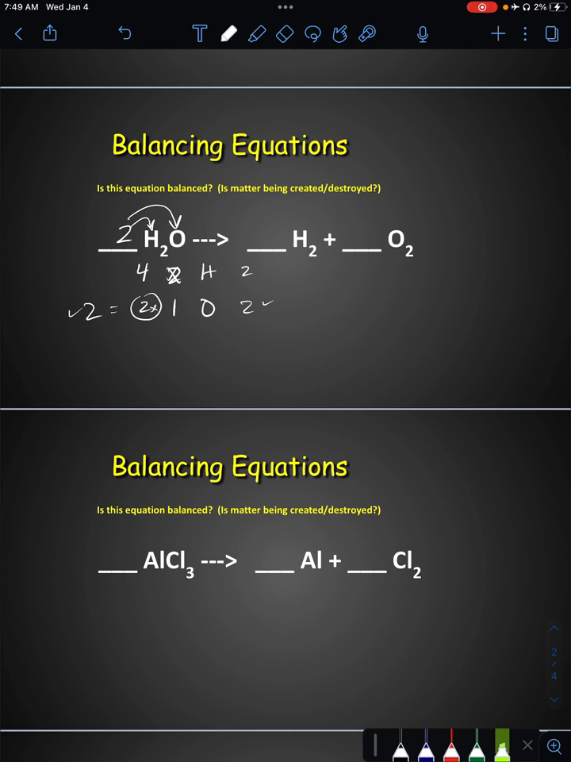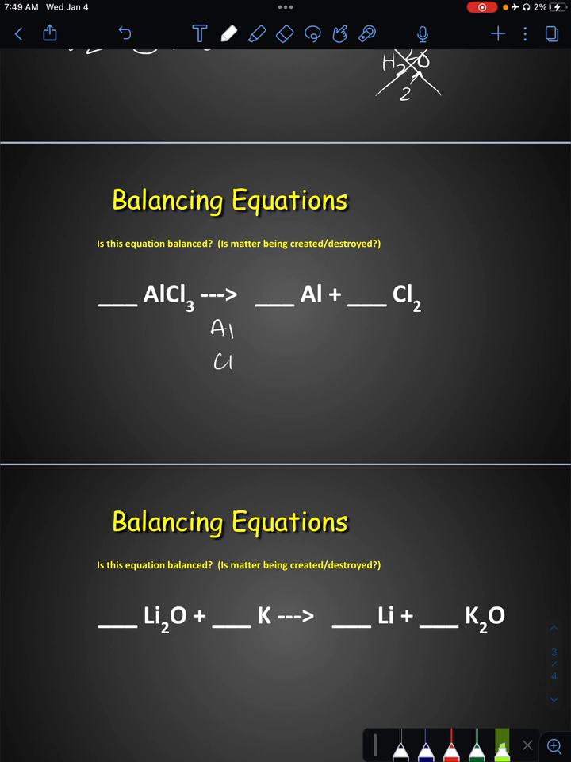Now, if I look over on the right side, I've only got 2 there. So I need to put a 2 there. So I'm going to multiply this by 2, and that's going to equal 4. So right there, I've got a balanced equation. The tricky bit with that one was when I went H2O and I had to have a 2 for my oxygen, I could not put it right like that.